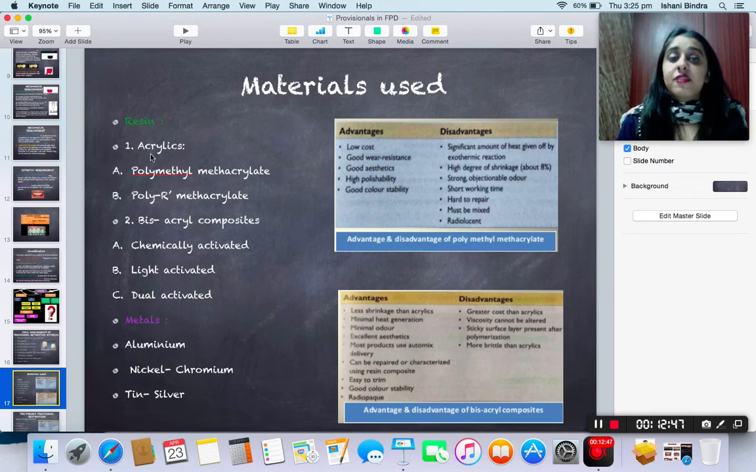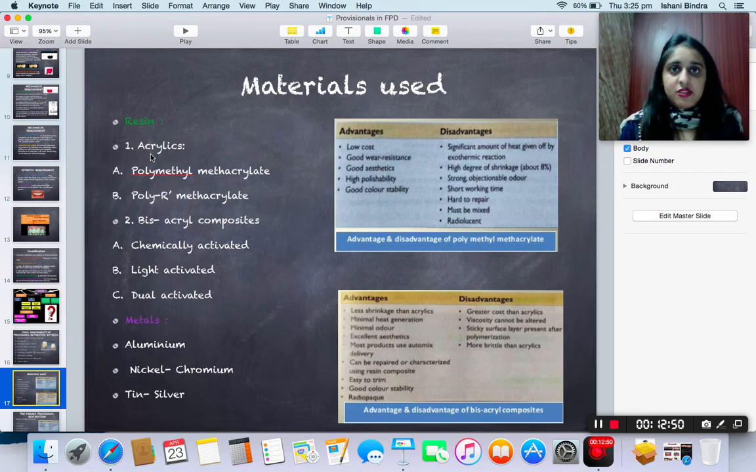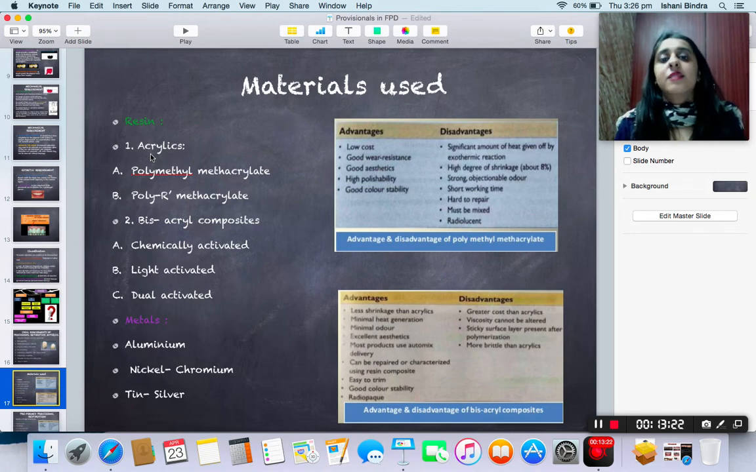Bisacrylic composites, nowadays, are again one of the most widely used materials for fabrication of provisionals. The advantages as compared to the conventional acrylics are less shrinkage and excellent aesthetics. Most products use automix delivery. The disadvantages are greater cost, which is a very big disadvantage. If the patient does not have paying capacity, we cannot use high-end materials. They are also more brittle as compared to acrylics. Other materials which may be used are metal-based: aluminium, nickel chrome, and tin silver.